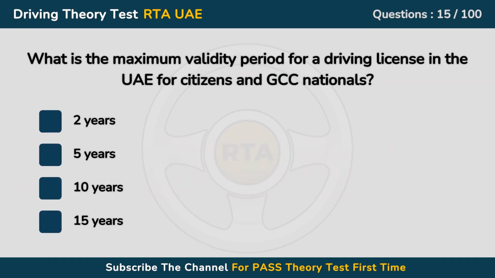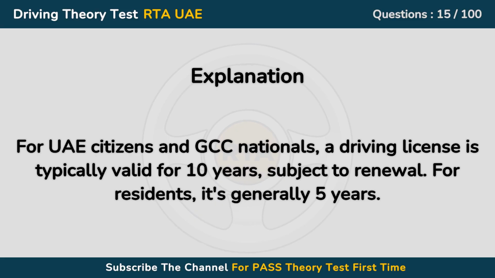Question 15. What is the maximum validity period for a driving license for citizens and nationals? A. 2 years, B. 5 years, C. 10 years, D. 15 years. Answer is C. 10 years. For citizens and nationals, a driving license is typically valid for 10 years, subject to renewal. For residents, it's generally 5 years.